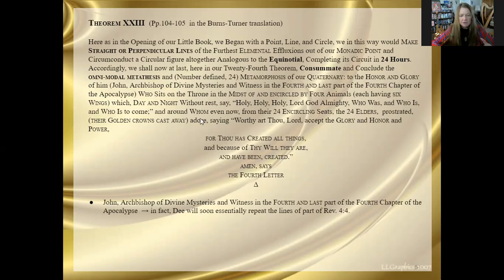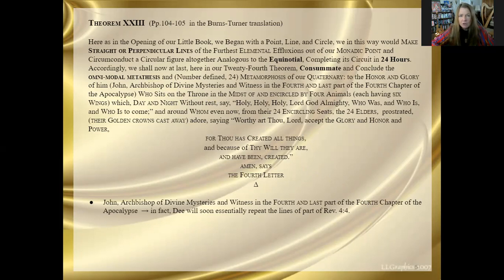Okay, so who he's talking about here, John, Archbishop of the Divine, he tells you, right? This is John, who has written the book of Revelation, which is a revelation of the sort that one has doing angel magic or contemplating the divine or having a hierogamos with the divine.